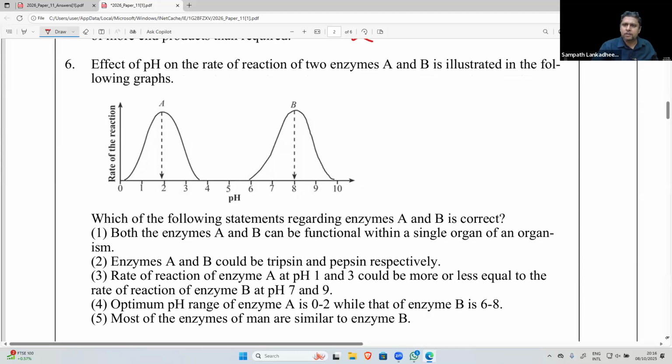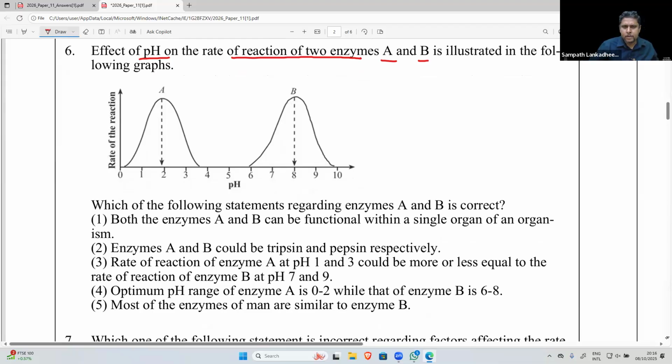Effect of pH on the rate of the reaction of two enzymes A and B is illustrated in the following graph. Which of the following statements regarding enzyme A and B is correct? Both enzyme A and B can be functional within a single organ of an organism.